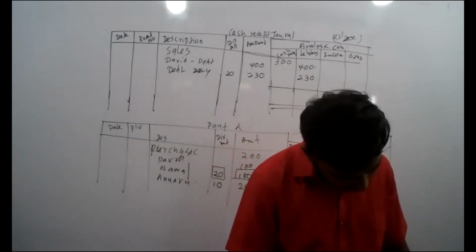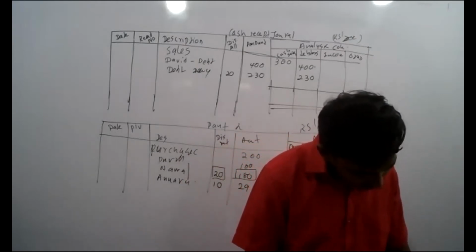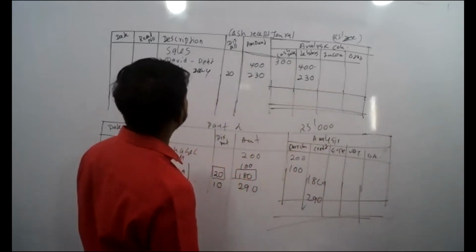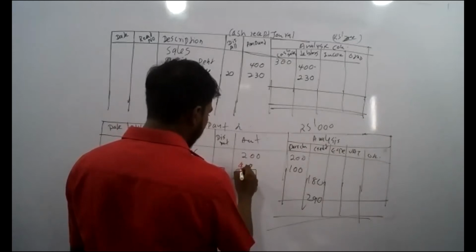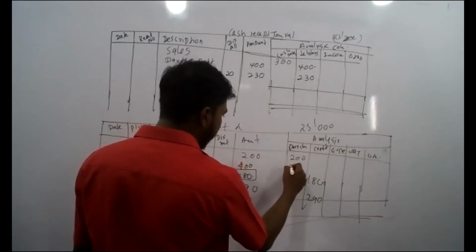Second cash purchases is 400. What have I put? Sorry, second cash purchases is 400. I made a mistake. Not 100, 400.